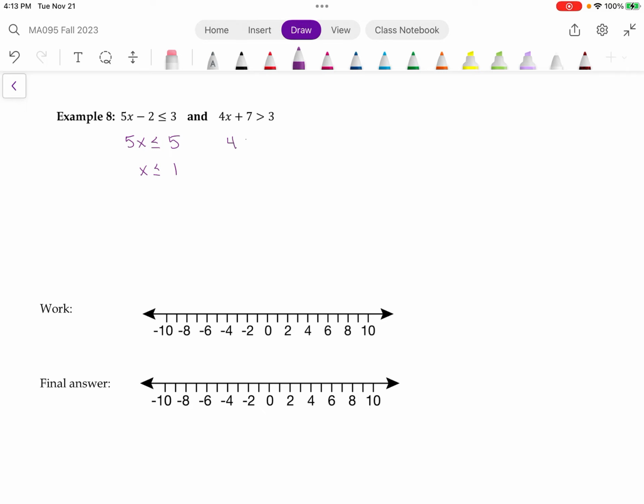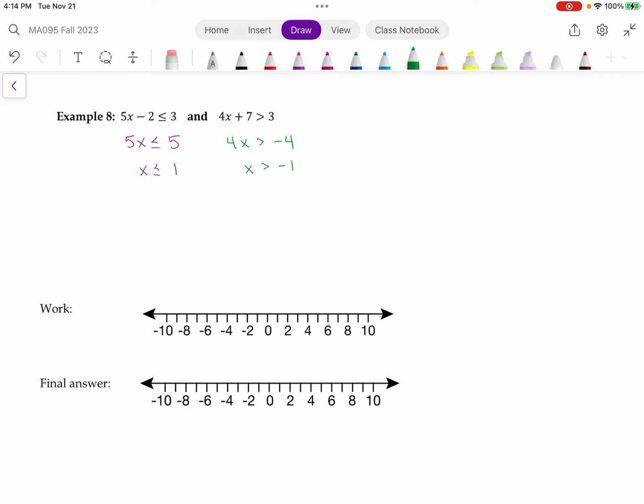And 4x is greater than, subtract 7 and you get negative 4. I do not switch the sign here. Just because I get a negative doesn't mean I switch the sign. It's only when I divide by a negative or multiply by a negative. I divide by 4 and I get x is greater than negative 1. All right, so I should have done that one in green.